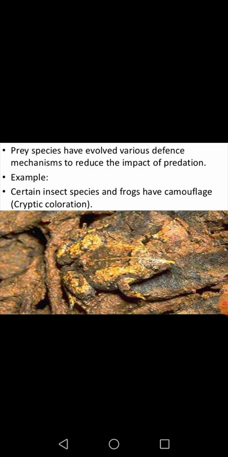Here you are observing one picture and you will be able to identify that there is a frog, and this frog has camouflaged itself according to the background, means according to background color the color of frog is there, and this is called cryptic coloration, and due to it it is going to hide itself from the predator.